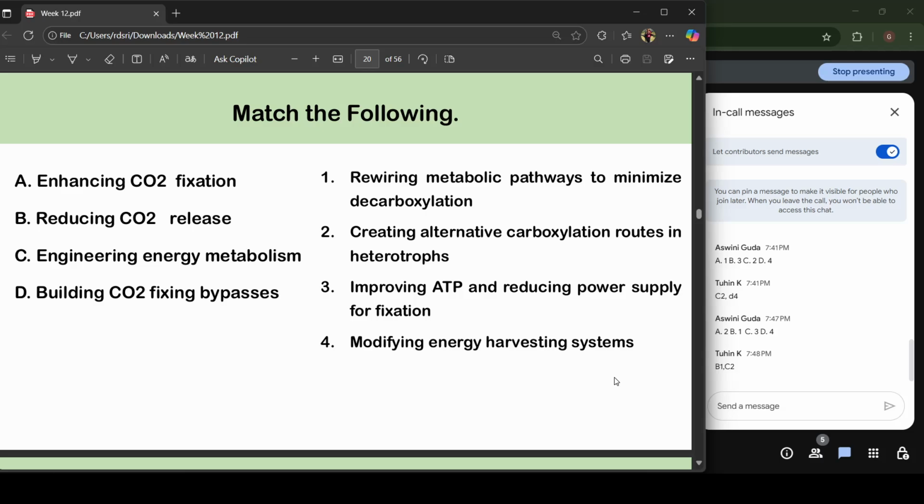So here are some techniques regarding carbon dioxide. So match them with the characteristics. Just to cover all the basic concepts at once, we are having more of match the following questions. If it is feeling monotonous, please bear with me for the last session.